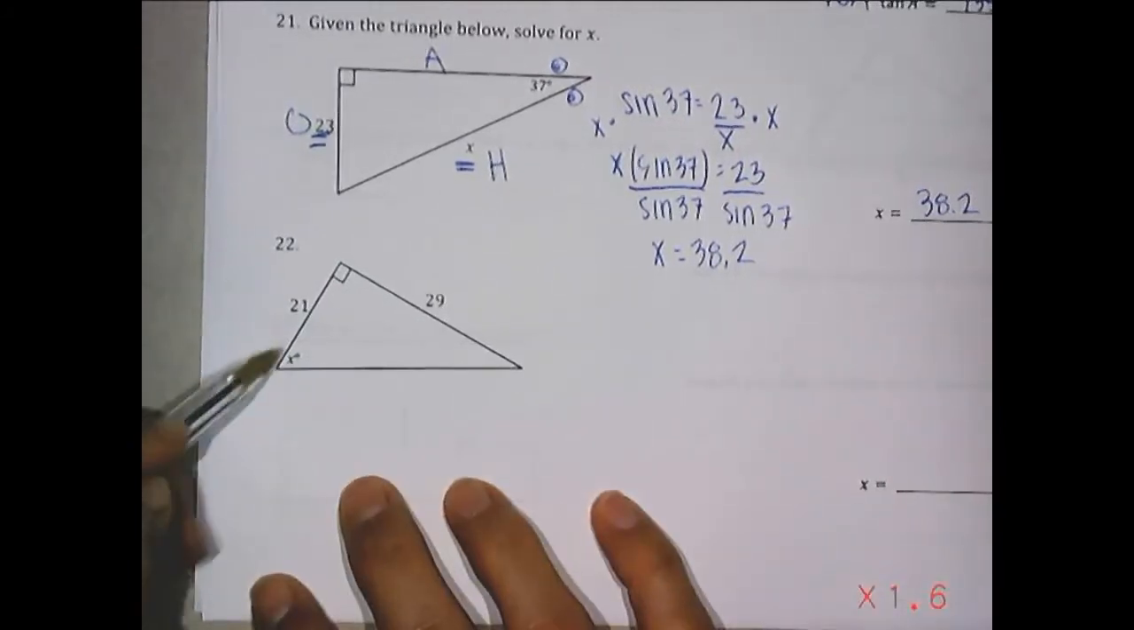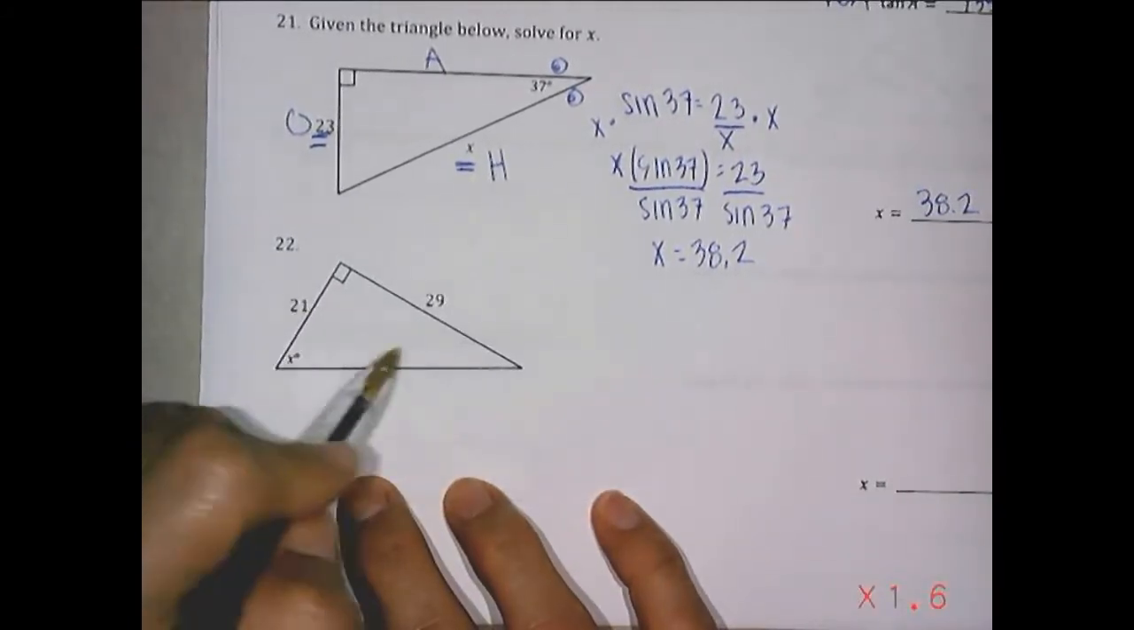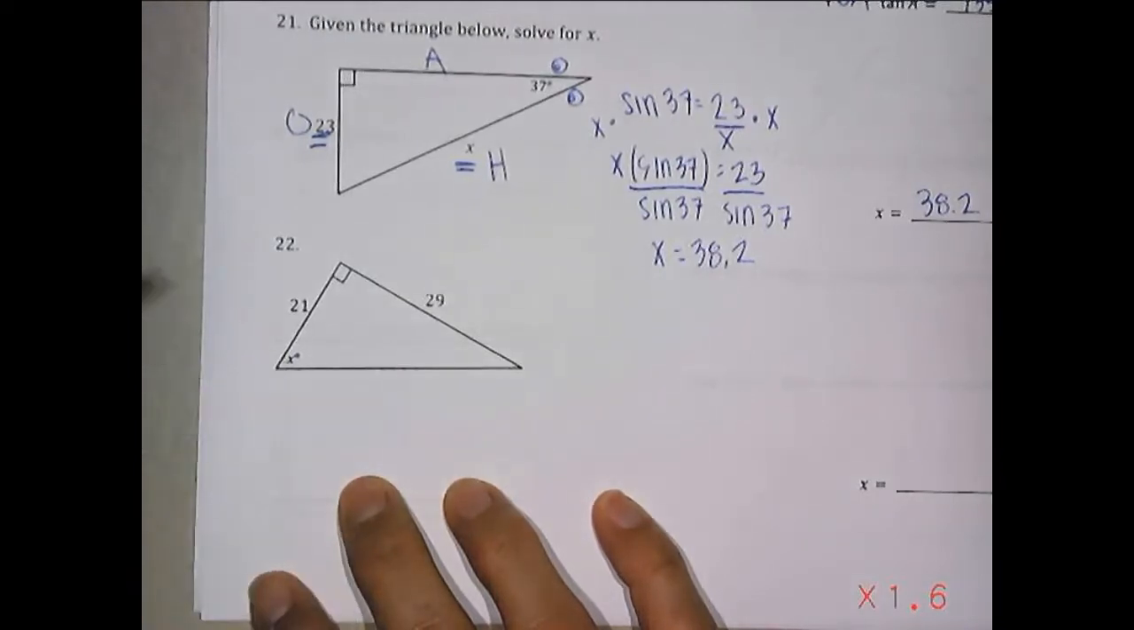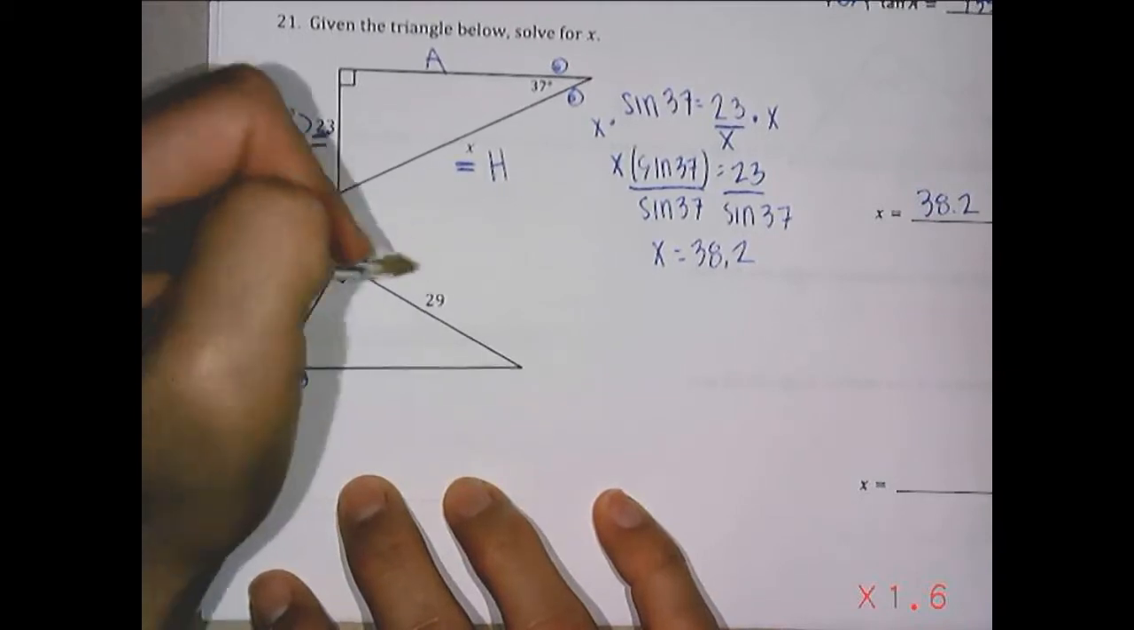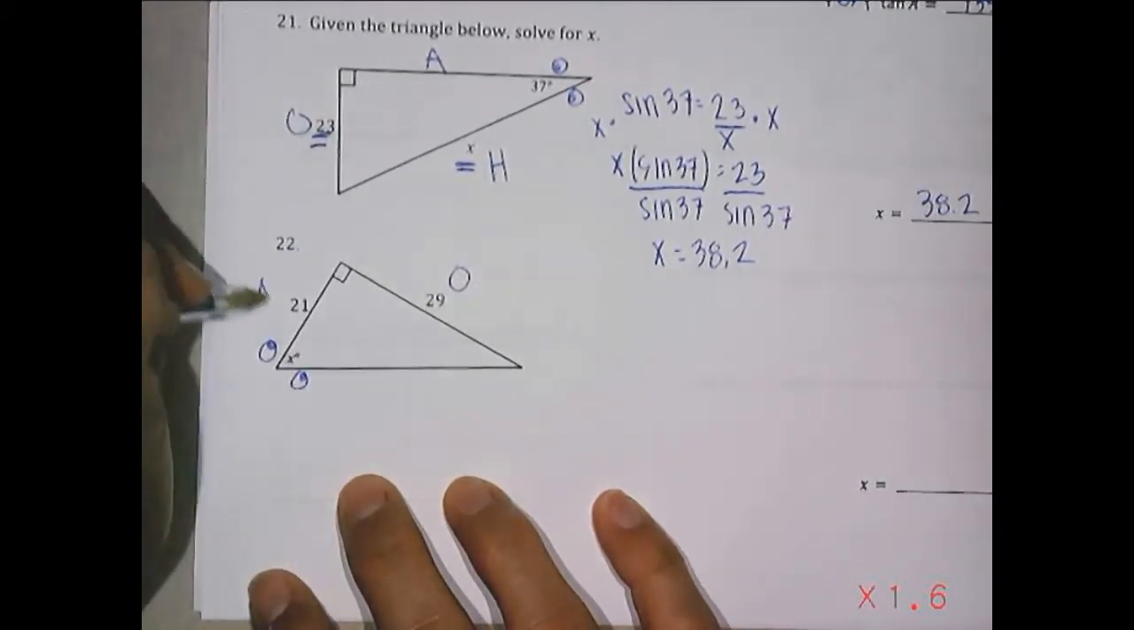And then moving along. This time I don't know my angle. I do want to find it. I'm not trying to figure out this side. I'm trying to figure out this angle. I'm going to put my googly eyes here. This is going to be my opposite. This is going to be my adjacent and my hypotenuse.